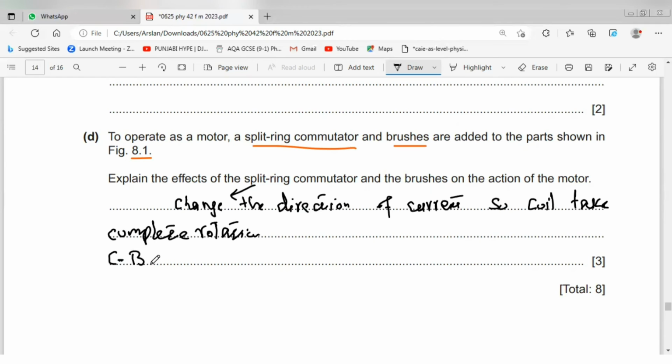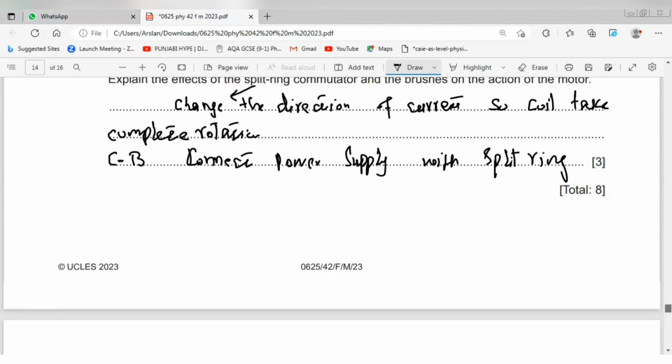Carbon brushes connect the power source, the power supply, with the split ring. You will get 3 marks.